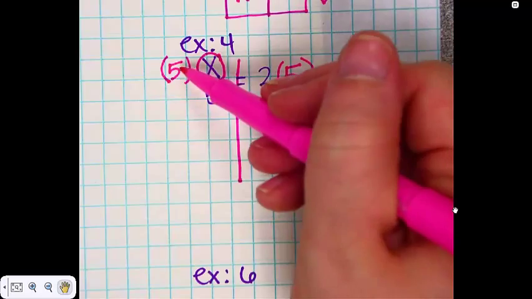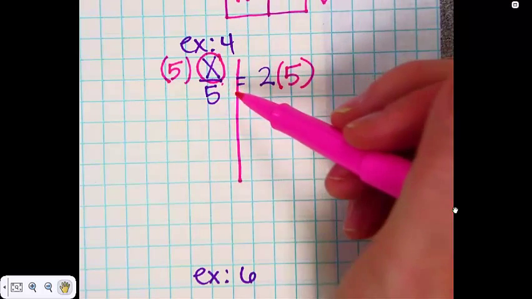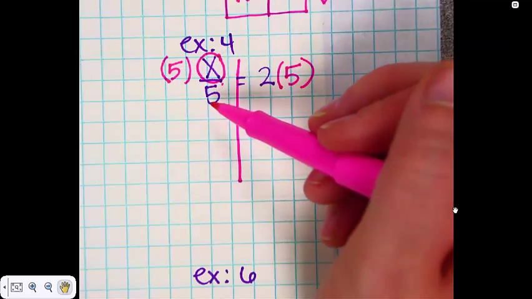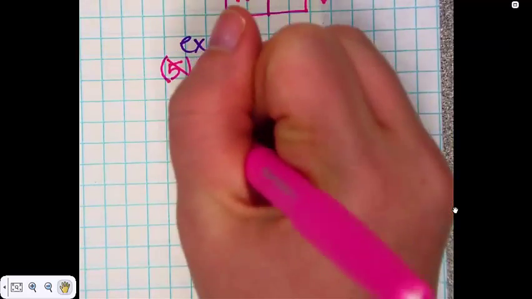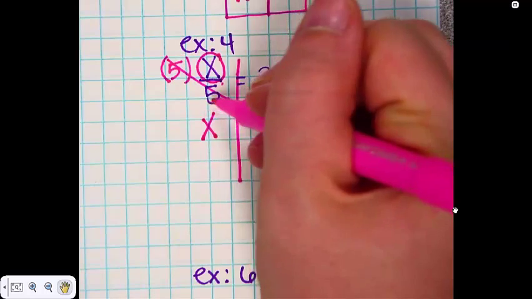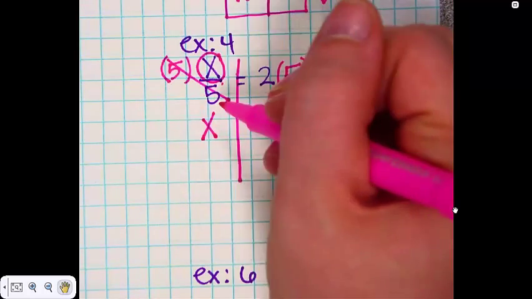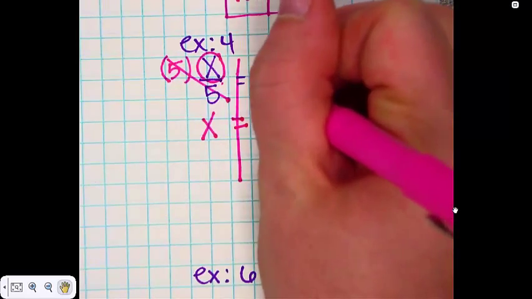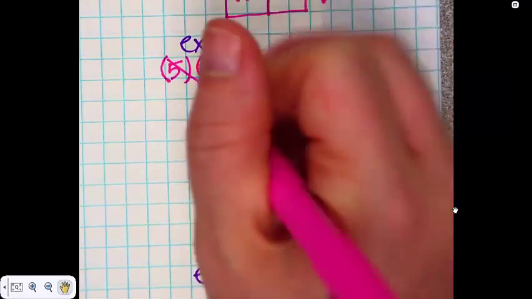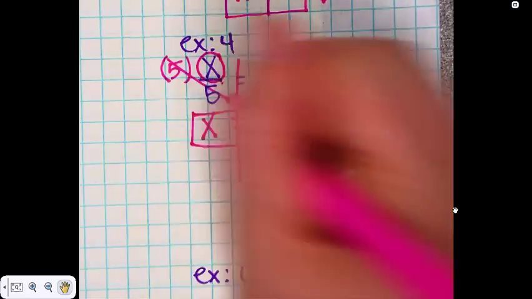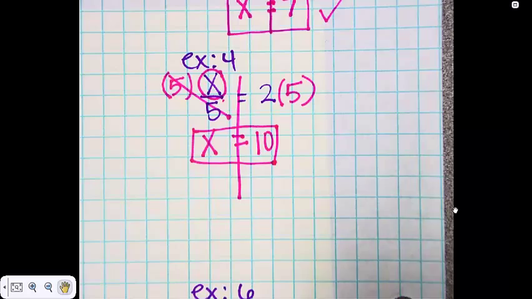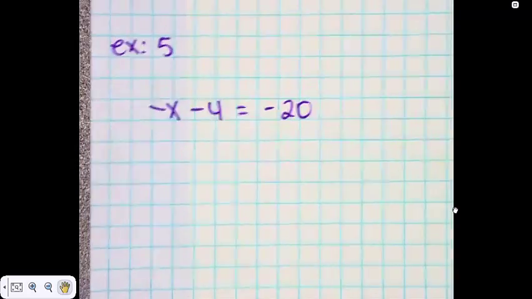Now, what happens when I multiply by 5 and I divide by 5? Well, if I multiply by 5 and divide by 5, I'm going to end up with 1. So, multiplication and division undo one another. The 5's are gone and all I'm left with is x. Now on this side I actually have to do 2 times 5, which is 10. So my solution is x equals 10. And that makes sense because 10 divided by 5 equals 2. Excellent. Okay, so let's do a two-step equation.